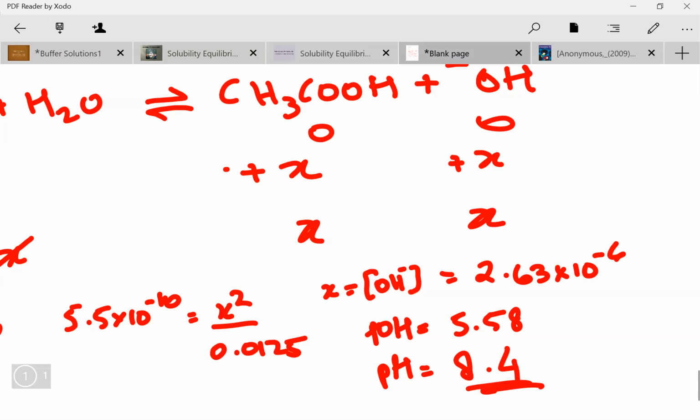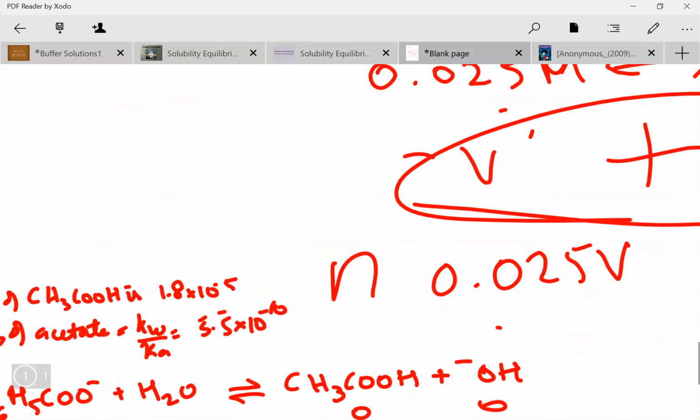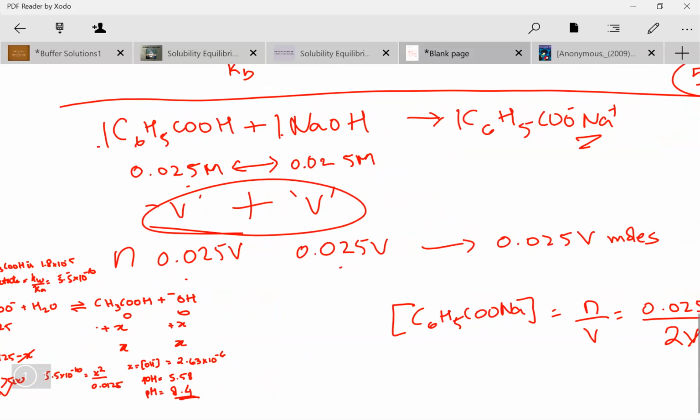And I expect that to be basic because I have a titration between, as we see here, a strong base and a weak acid, which means my solution, my salt, will basically be basic at the end. Therefore, we know that that seems correct.